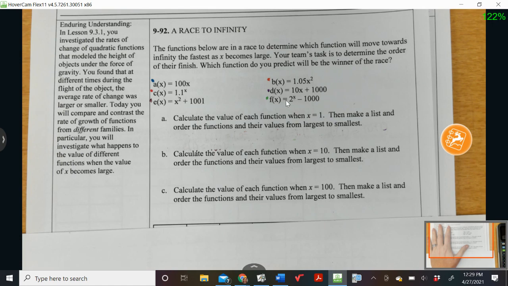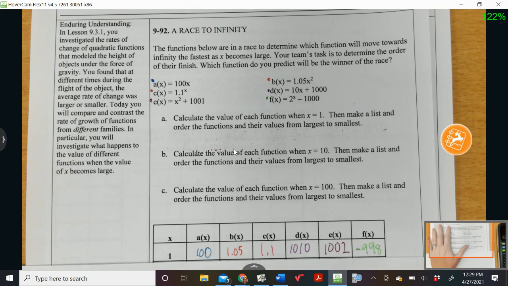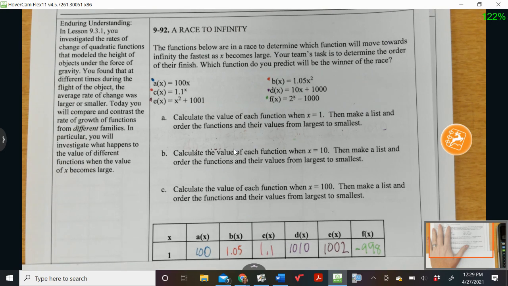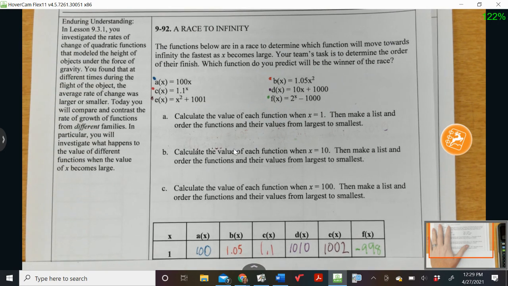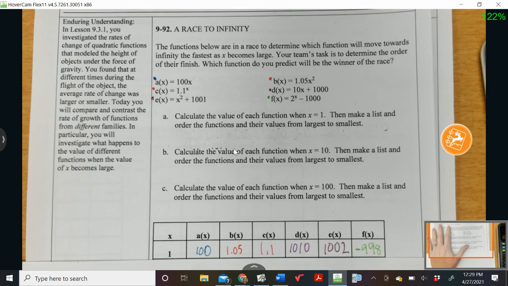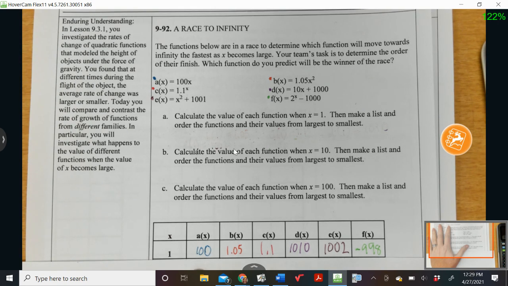So we have these 6 functions, a of x, b of x, c of x, d of x, and so on. I put these little colored dots next to the math I'm going to do with them. That's just the color. The first thing it says is to calculate the values at 1. At the bottom of the screen, you can see that I've already done that for each of the numbers, and I came up with these answers. It wants me to go from largest to smallest because we're trying to see who's going to win the race to get to infinity first.